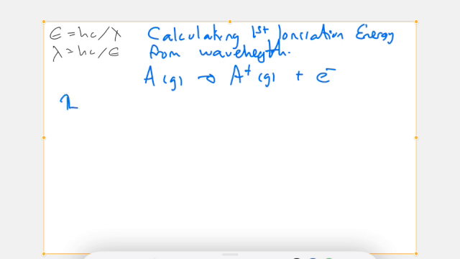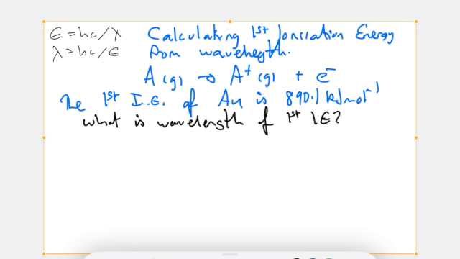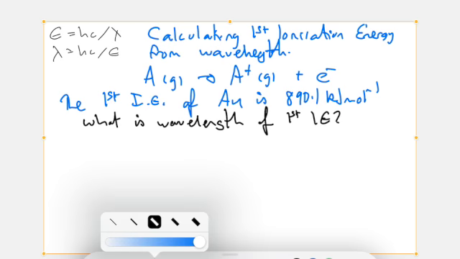So which process are we talking about? We're talking about a neutral atom going to one unipositively charged gaseous ion plus one electron. The question will give you the first ionisation energy. In this case, it's given us the first ionisation energy for gold. I thought gold would be an interesting one for this video. It turns out it's 890.1 kilojoules per mole. If it gives me the ionisation energy, it can pretty much only ask me what is the wavelength.